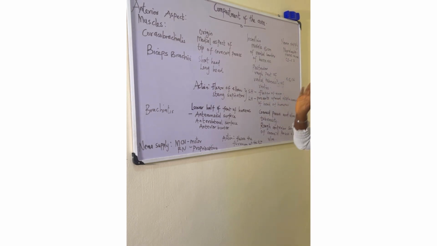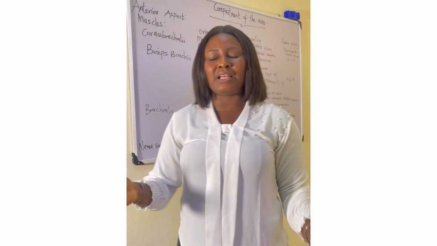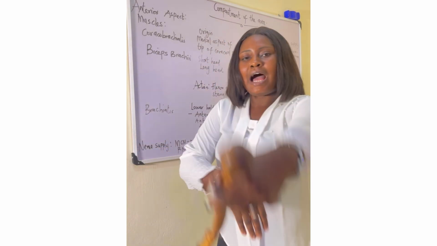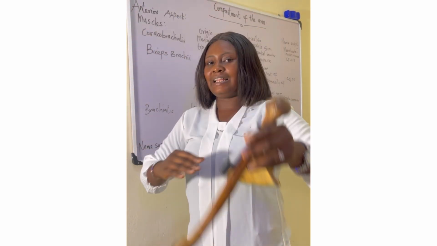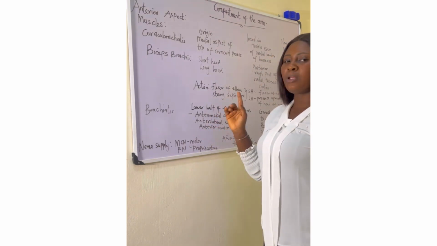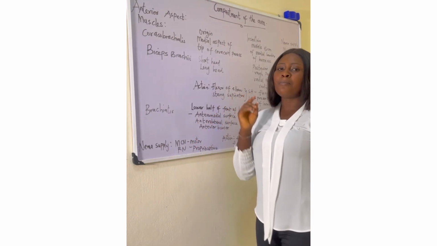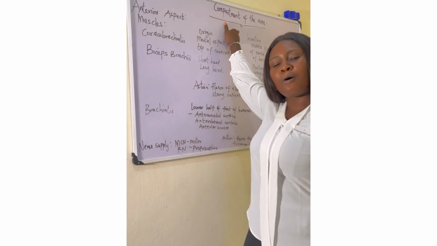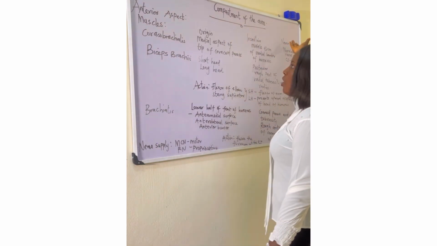Now the arm has two muscular compartments. That's the compartment of the arm. We have the anterior aspect, that's in front, and the posterior aspect, that is at the back. Before going into the posterior aspect, let's talk about the muscles of the compartment of the anterior aspect of the arm.